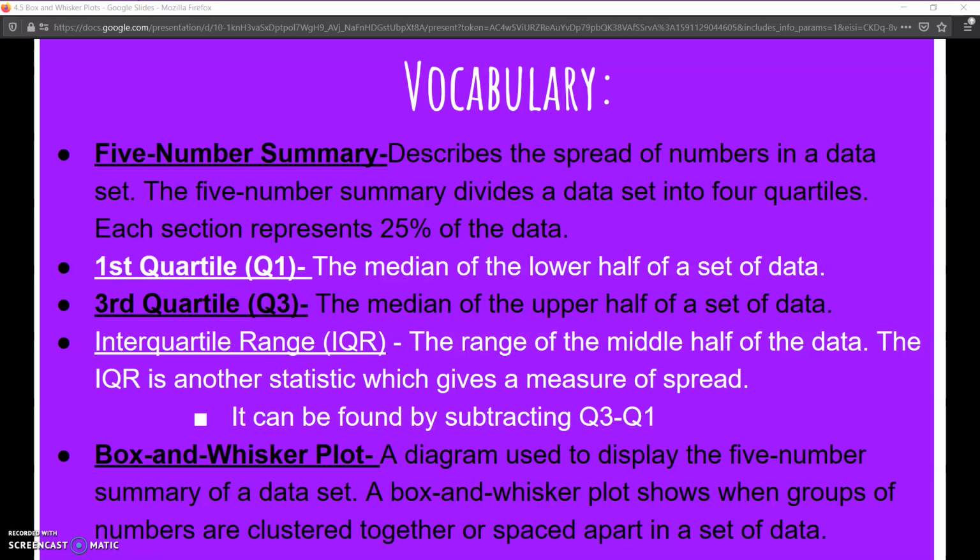And finally, the thing we're dealing with itself, the box and whisker plot, which is a diagram used to display the 5-number summary of a data set. A box and whisker plot shows when groups of numbers are clustered together or spaced out in a set of data. It's just another graph to show a set of data in a different way. So let's look at this.